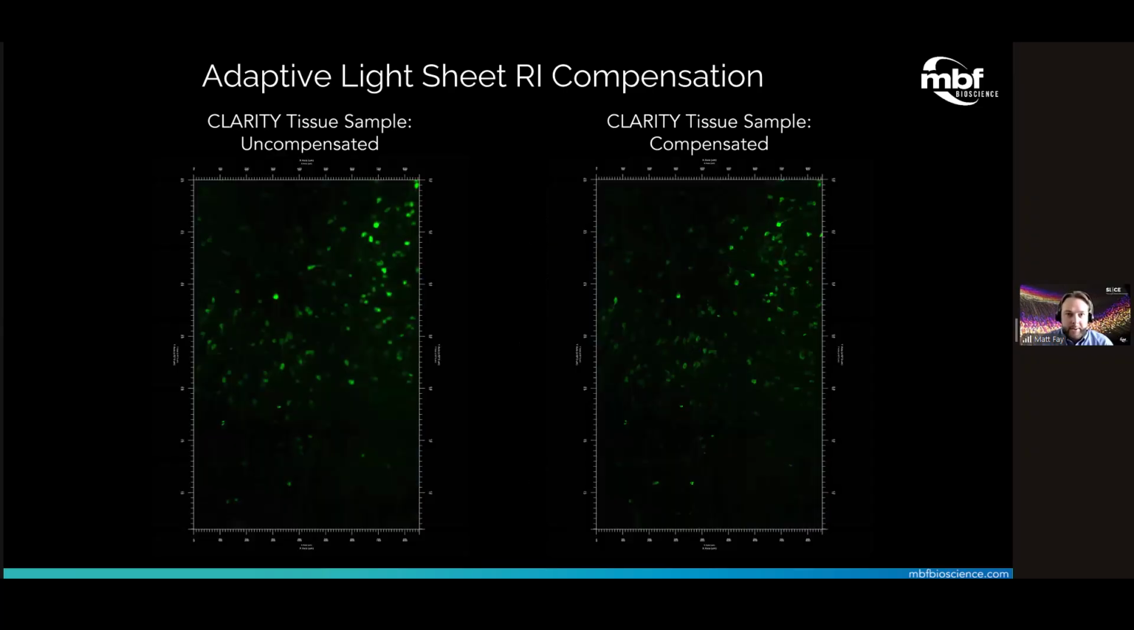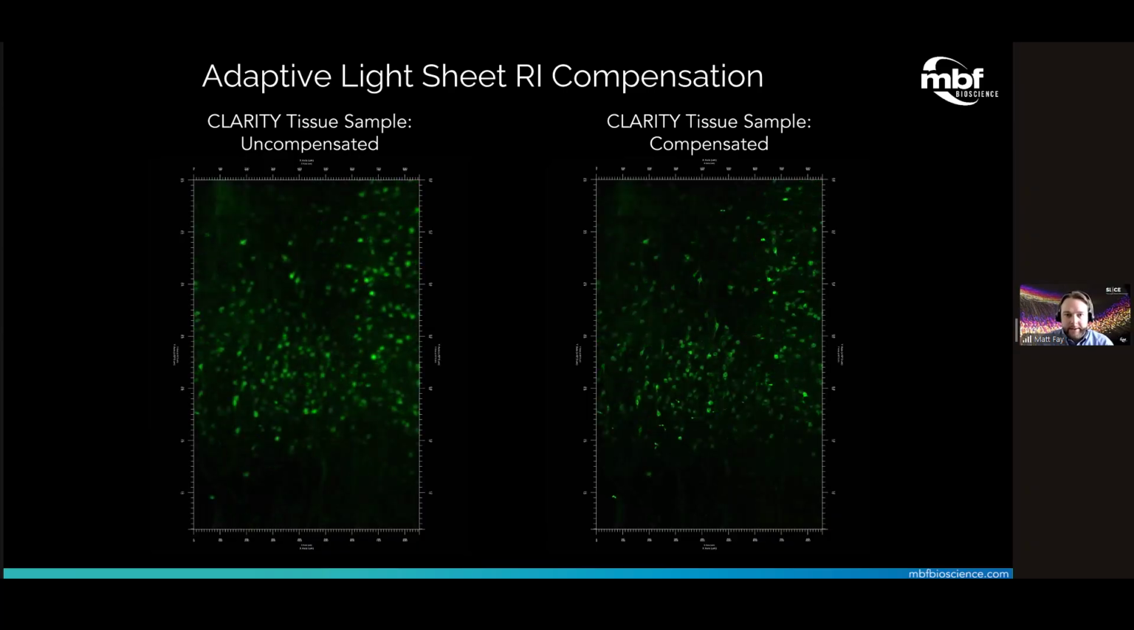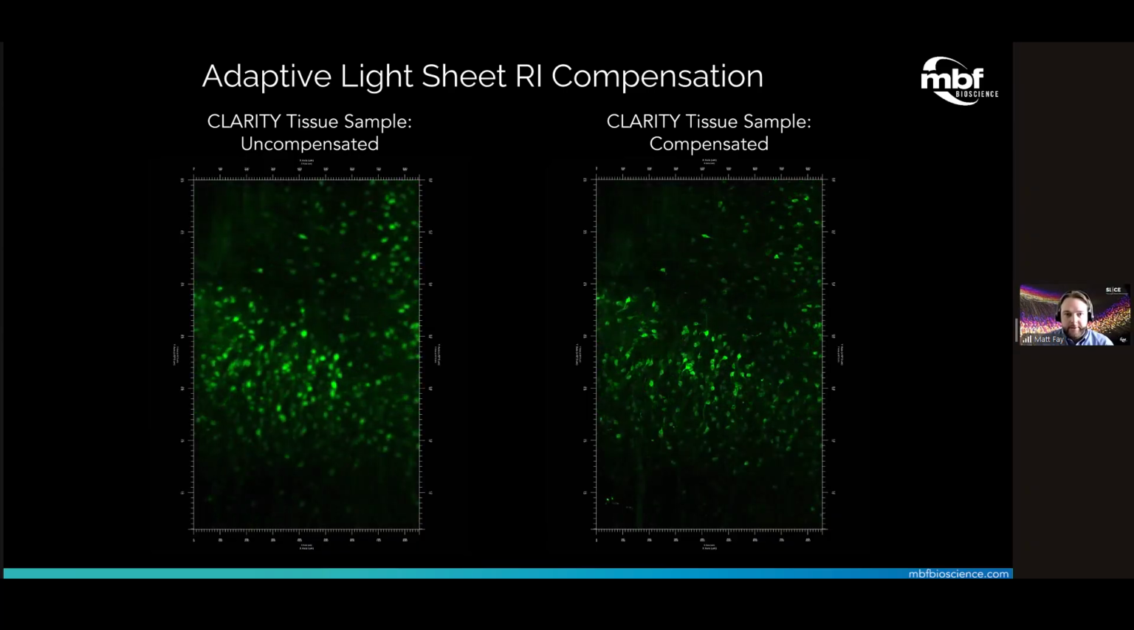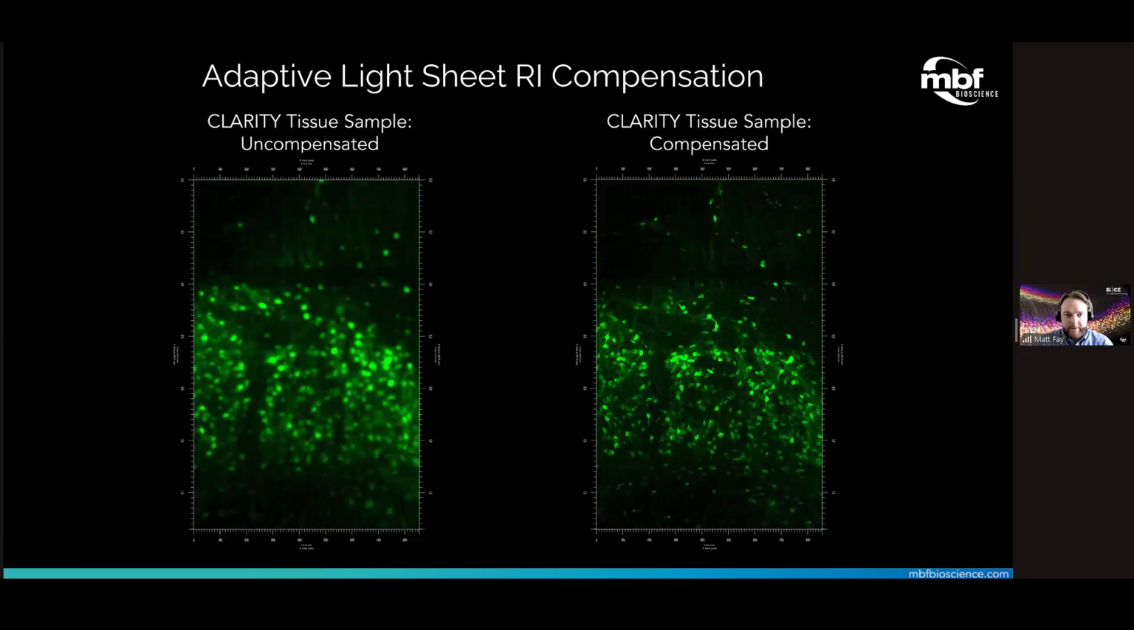On the same day, we imaged a clarity sample with an RI of approximately 1.46. We didn't change any hardware, only the sample that is on the stage. Without RI compensation is shown on the left again, and with adaptive RI compensation is shown on the right. Again, you can see as we move through the volume, we quickly lose focus, but with SLICE's RI compensation mapping, we maintain focus throughout the entire volume we're imaging.